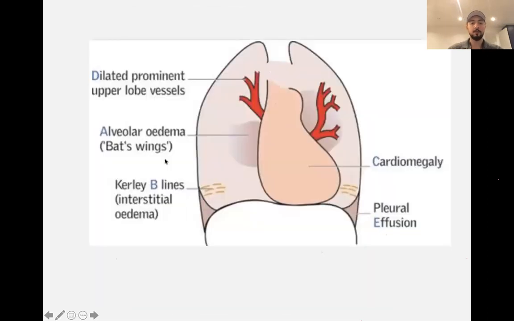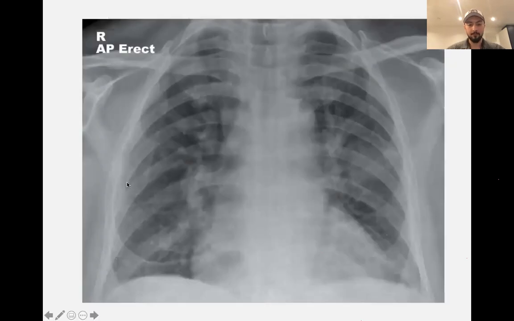Okay, you can see here in this X-ray, first of all, does anyone want to have a go at this one? It's a common X-ray finding.